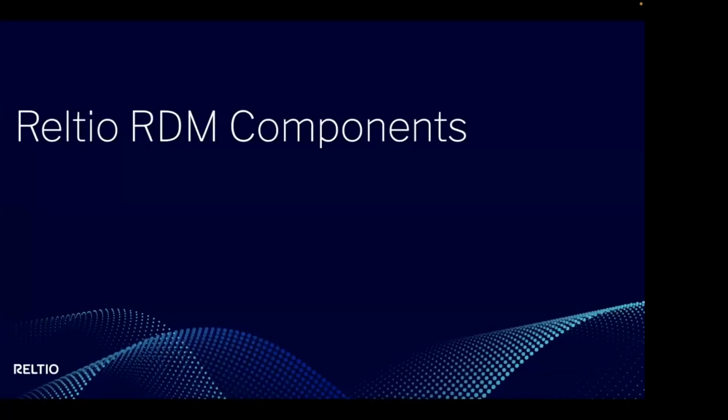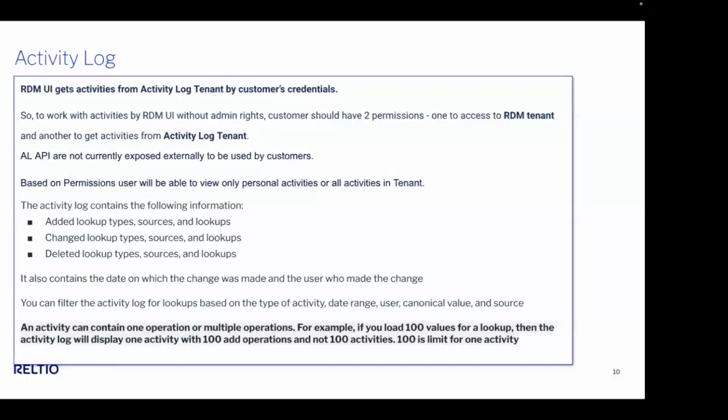So now we have most of the basic things cleared out. We'll talk about some of the components that Reltio RDM has. So let's start with the activity log. The activity log is something where we store what is happening across the RDM tenant: who is changing what, at what point of time, and what is getting changed. All of that is called the activity log. You can have a collective activity log, or you can have an activity log specific to a particular lookup type.